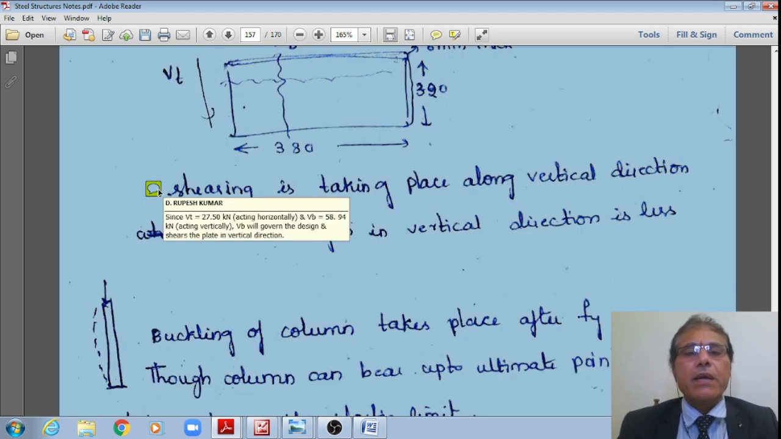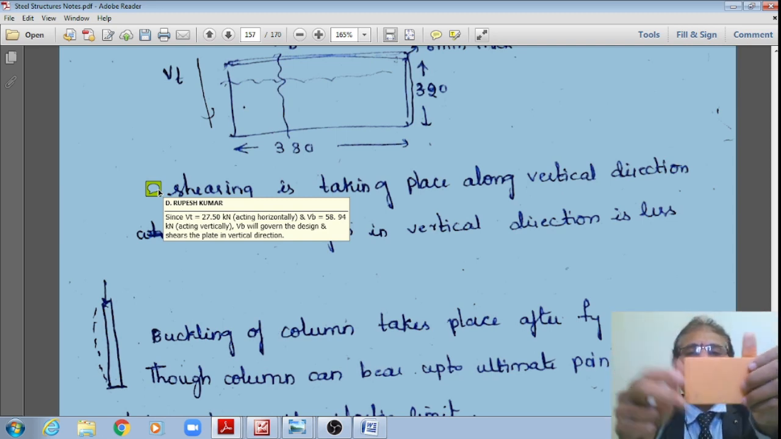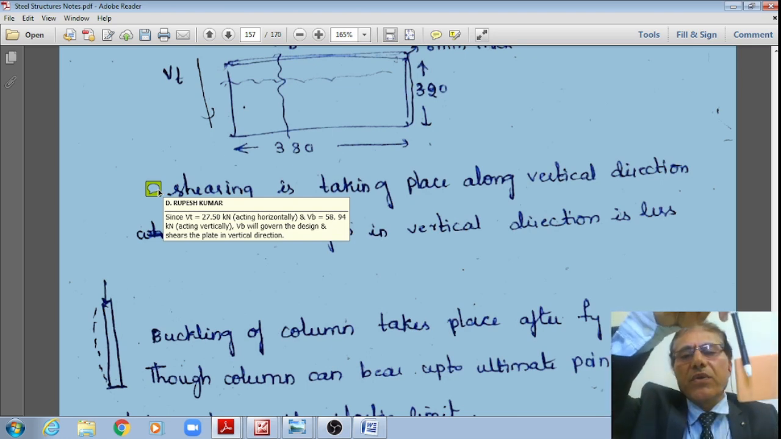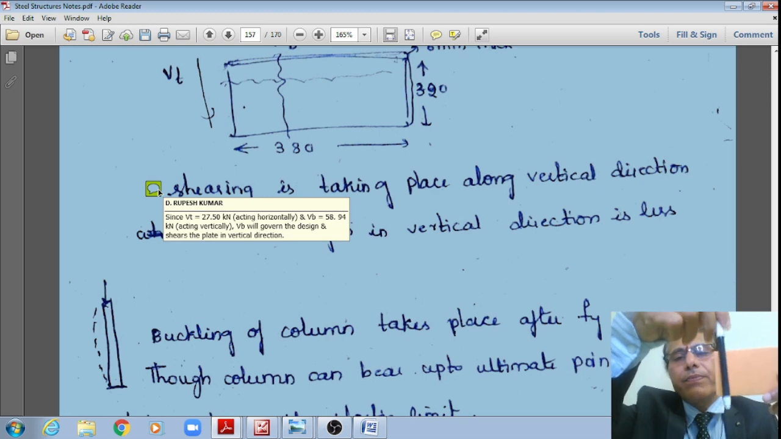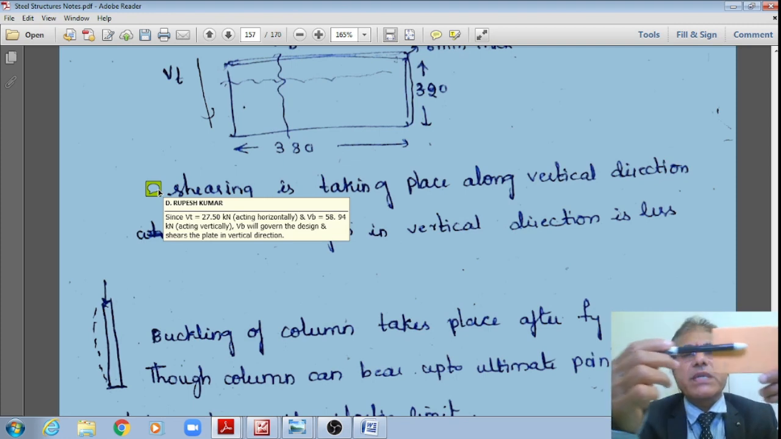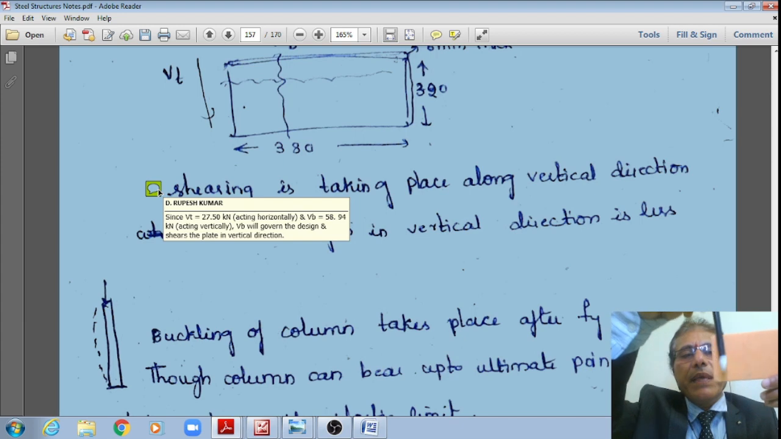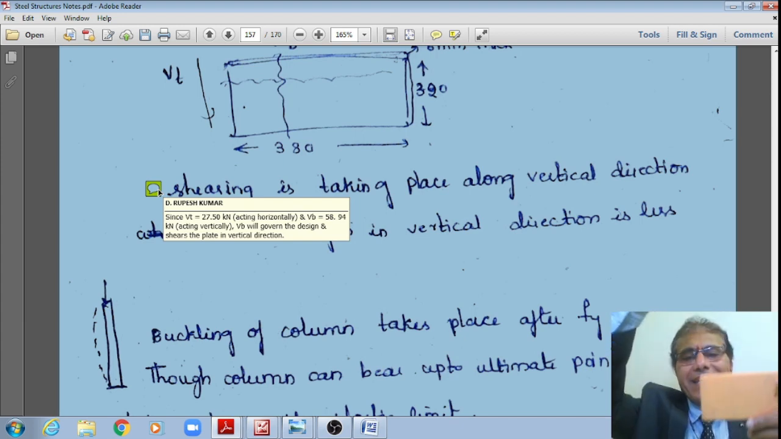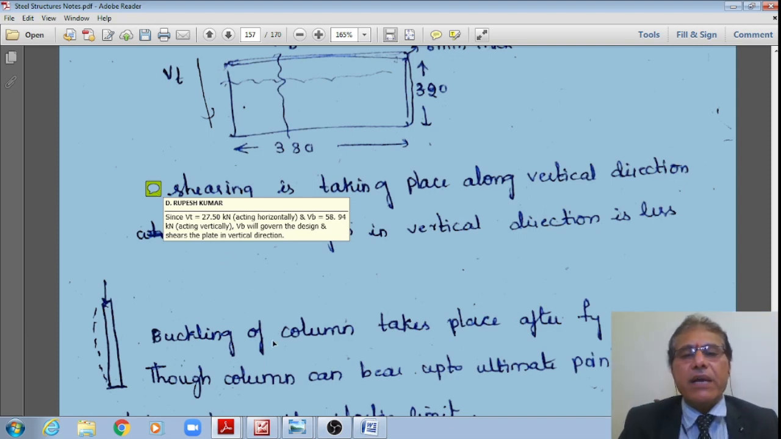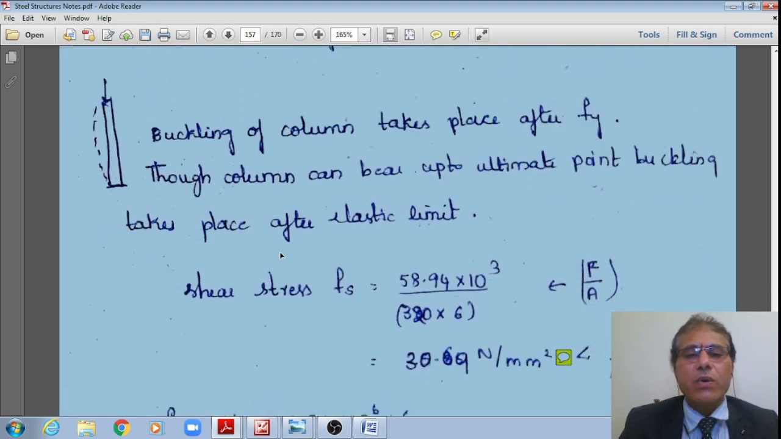Now, please see this. Since this VT transverse shear is only 27.5 kilonewton on this batten plate, whereas that vertical shear VB is equal to 58.94. Therefore, out of these two, 58.94 is more compared to that of this horizontal 27.5 kilonewton. Therefore, this VB, which is acting in the vertical direction of the column, will govern the design. Hence, now I'll check for that shear only.